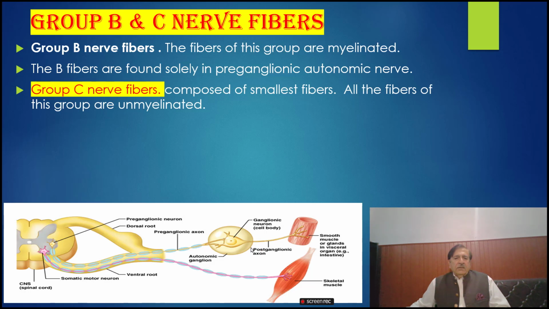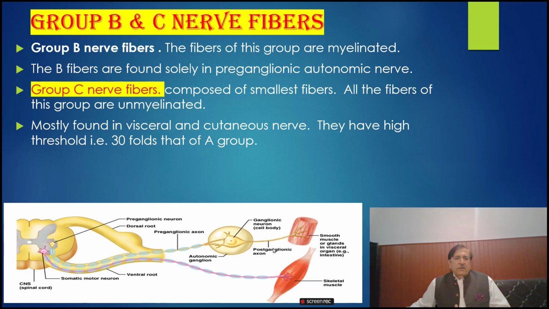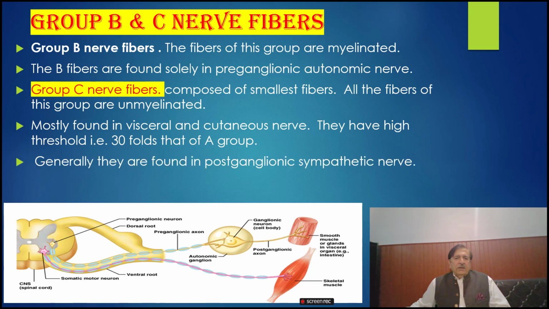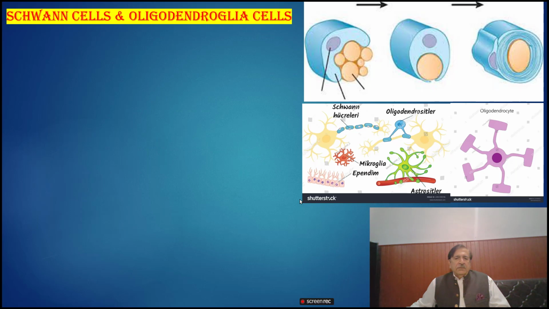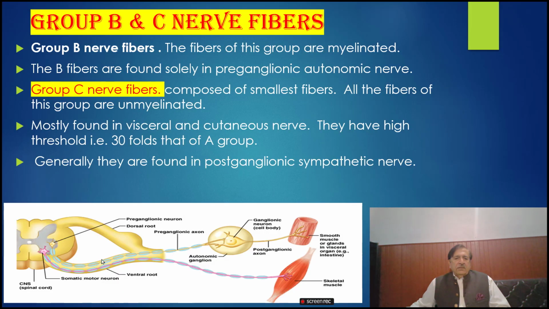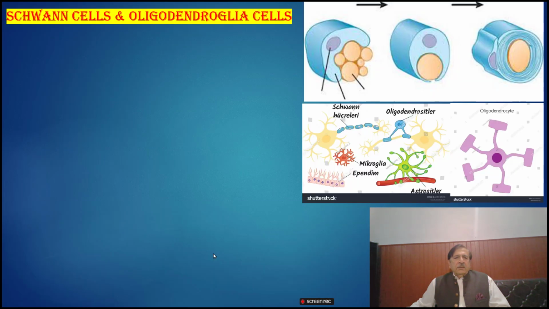Group C nerve fiber is composed of the smallest fibers. All the fibers of this group are unmyelinated. These are unmyelinated nerve fibers, mostly found in visceral and cutaneous nerves. They have a high threshold, that is 30-fold that of group A. Generally, they are found in the postganglionic sympathetic nervous system. This is the preganglionic nerve and this is the postganglionic, so they are found in the sympathetic nervous system.